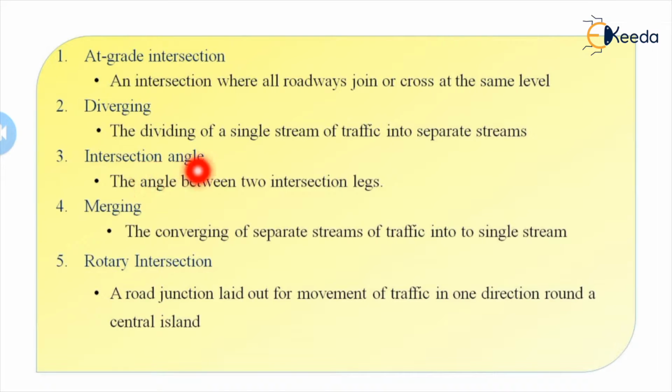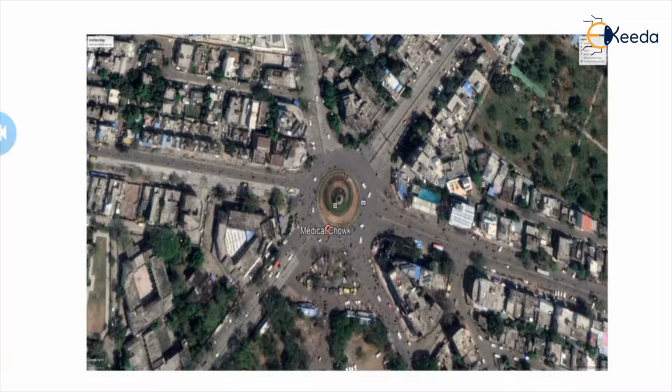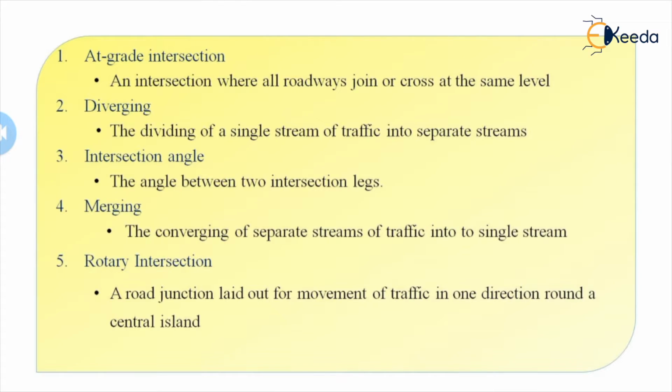Then the intersection angle, the angle between the two intersecting legs. This is the first leg and this is the second leg. The angle inscribed between these two arms is called the intersecting angle. Then merging, the opposite of diverging, is the converging of separate streams of traffic into a single stream.